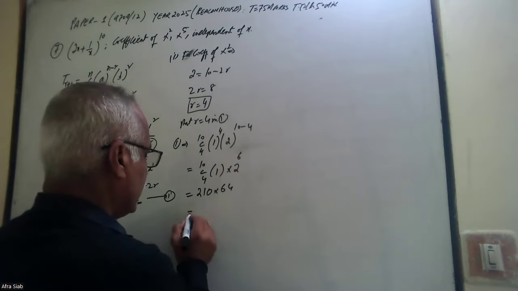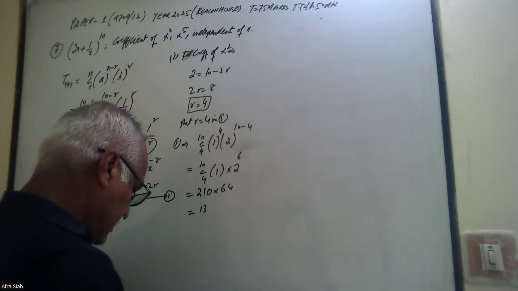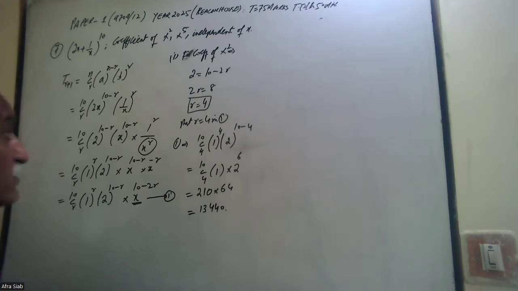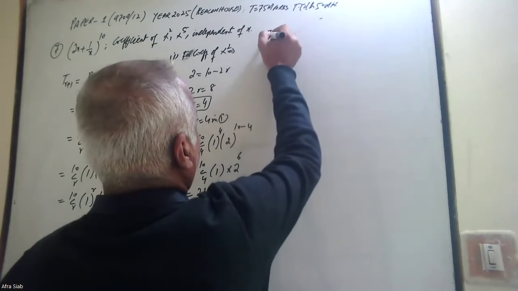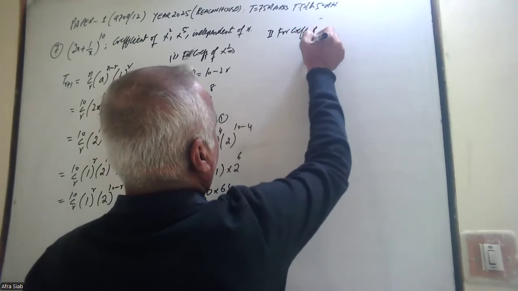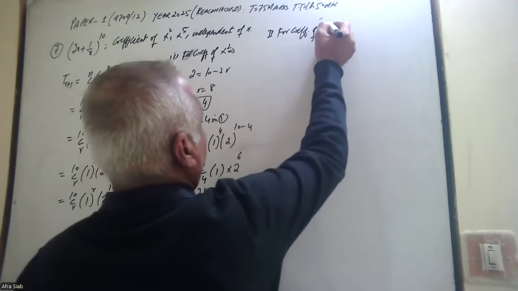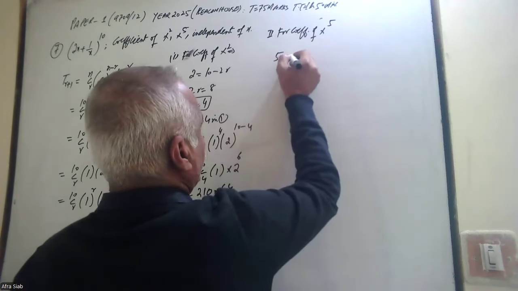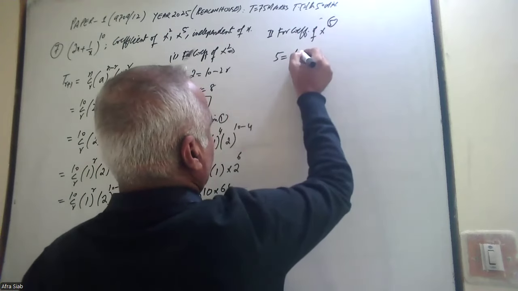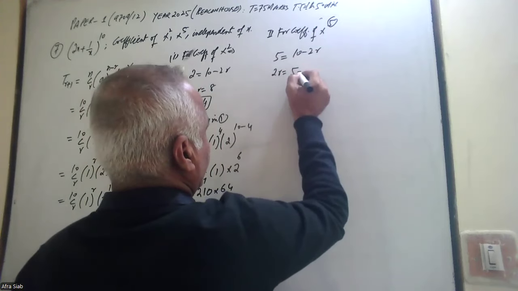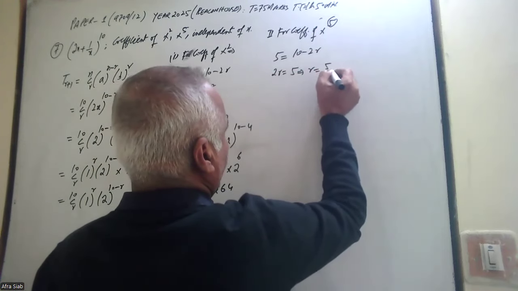So this answer is equal to 13440. This is the coefficient of x square in this equation. Now for the second part, for the coefficient of x power 5, we know that here it is 5, so 5 should be equal to 10 minus 2r. 2r is equal to 5, or r is equal to 5 over 2.